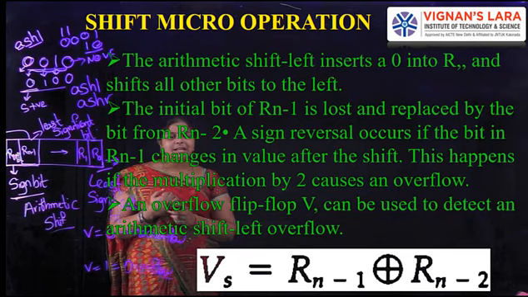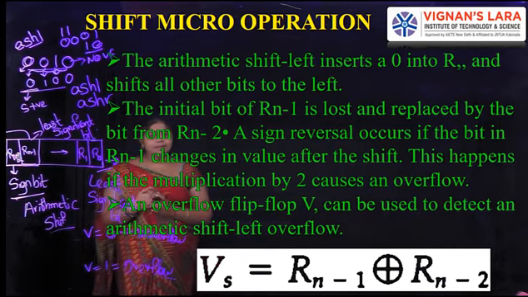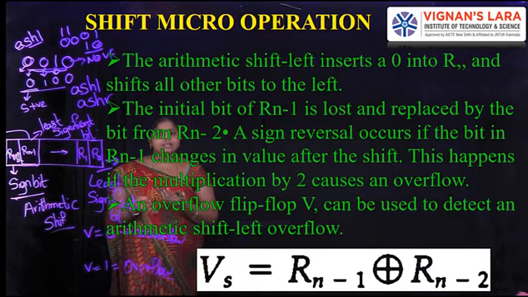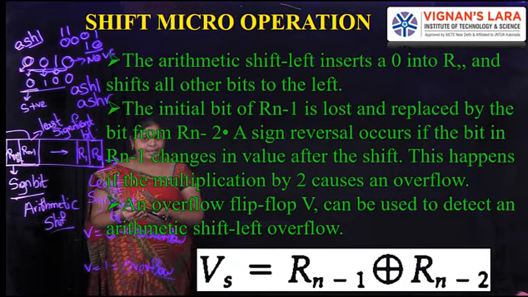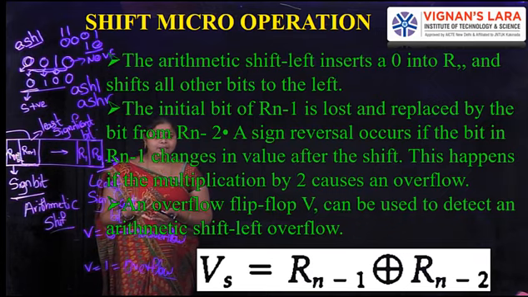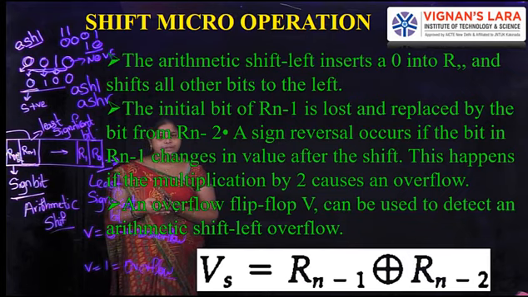In the next class we will discuss the arithmetic micro operations and the hardware implementation of all three. Shift micro operations have three types: logical shift, circular shift and arithmetic shift. We will discuss the hardware implementation of shift micro operations in the next class.